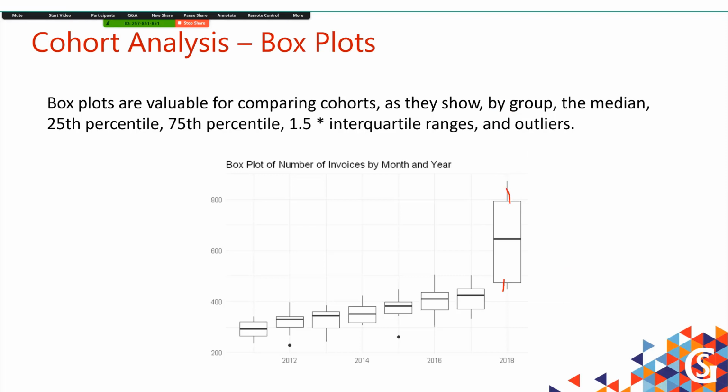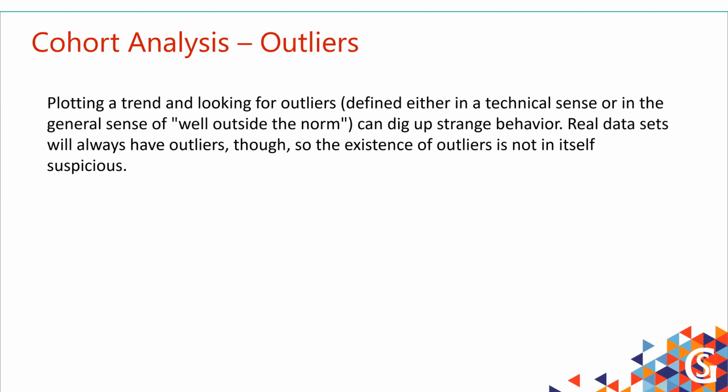If there are any values that are outside 1.5 times the interquartile range, we draw a dot. That's an outlier. Real data has outliers. So just because you see an outlier does not mean there's a problem. I was using outlier in that last case as a technical term. Now I'm going to mean it as a more generic, outside the norm, potentially strange. Real data sets will have outliers in both definitions of the term. So just because you see them does not mean something bad has happened. It's just the way life is.